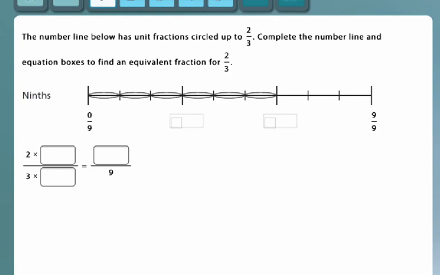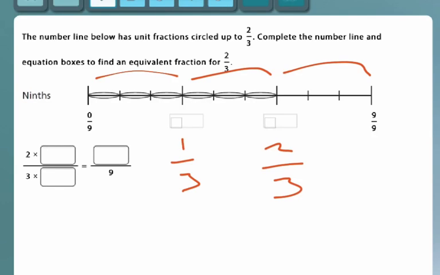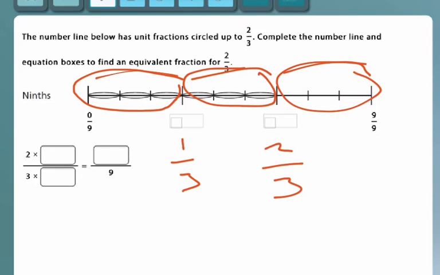The number line below has a unit fraction circled up to 2/3. Complete the number line and equation boxes to find an equivalent fraction for 2/3. So what I've done is I've highlighted the 2/3, and if you look at this, this is 1/3 here, this is 2/3 here, this would be 3/3. So if you're looking at that fraction bar, that shows 3/3. So 2/3 of that is highlighted by that part right there.